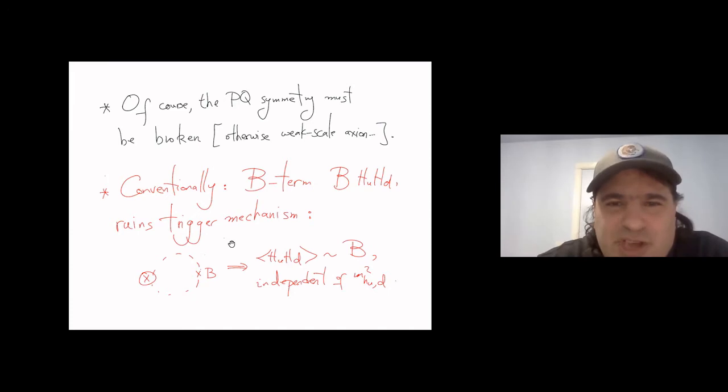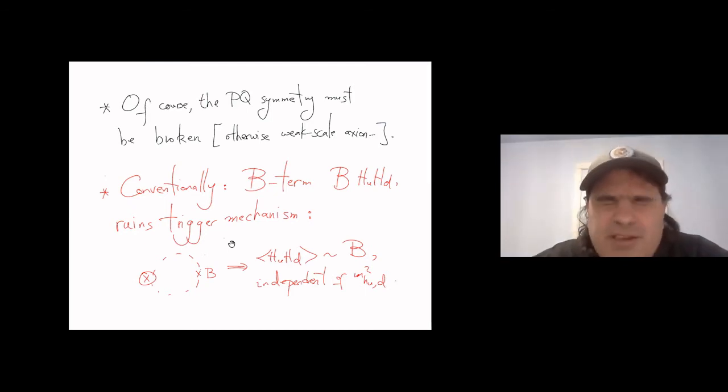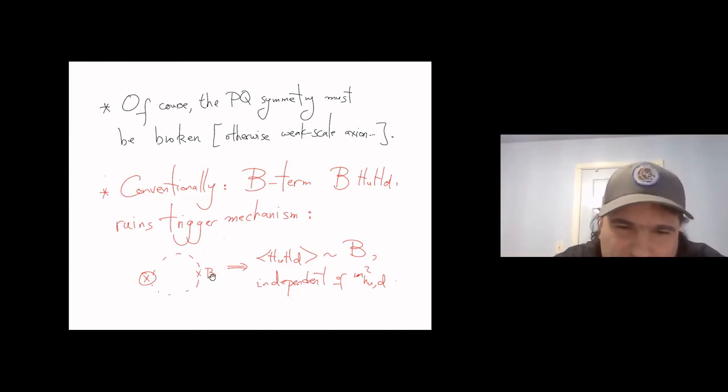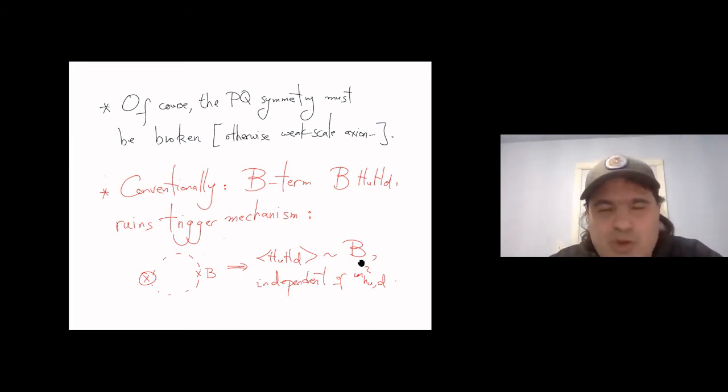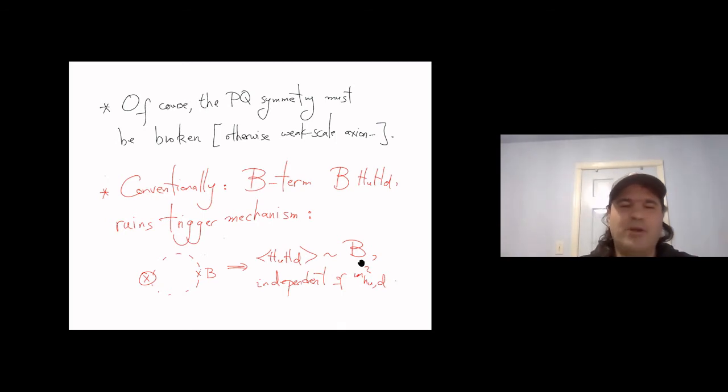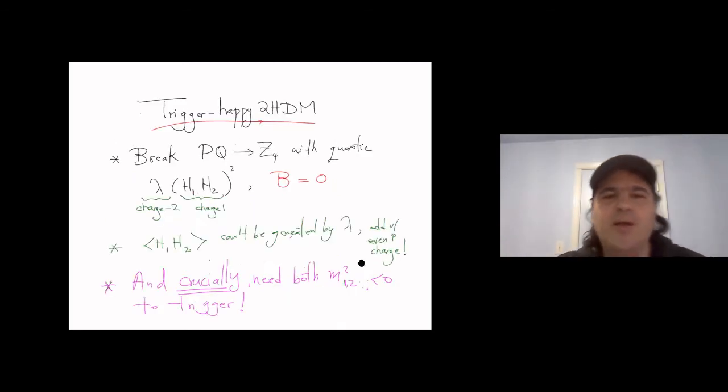Now, of course, this Peccei-Quinn symmetry must be broken, otherwise we'd have a weak scale axion. The conventional way that people talk about this in two Higgs doublet models is to add a B term, a B H1 H2 term. But if you add this B term, it ruins the trigger mechanism, because when I look at this loop, I can now put an insertion of B here. So this expectation value is of order B, completely independent of the values of m1 squared and m2 squared. We're basically back to the same situation as before, where this operator does not care about what's happening with the Higgs mass squared.